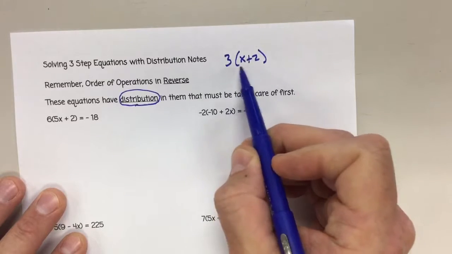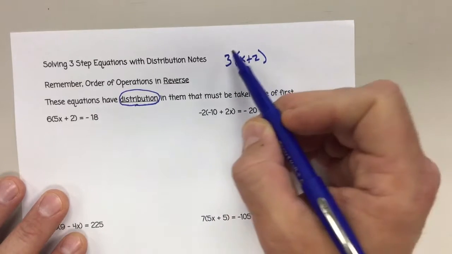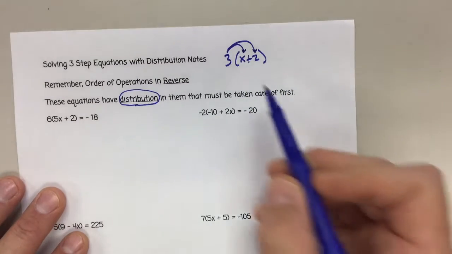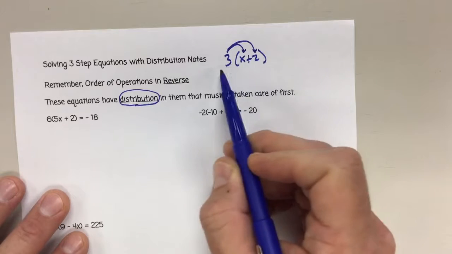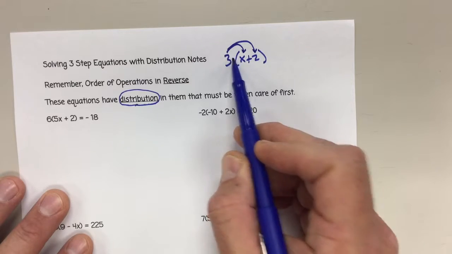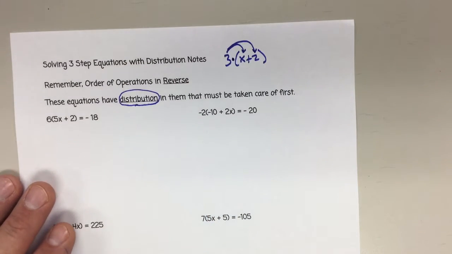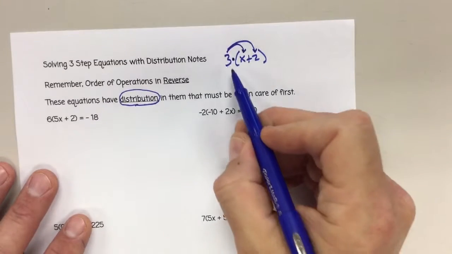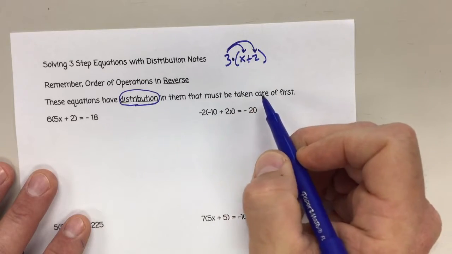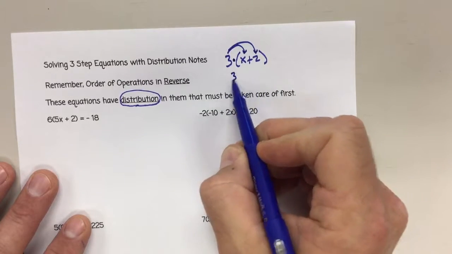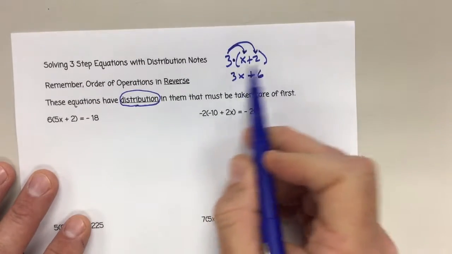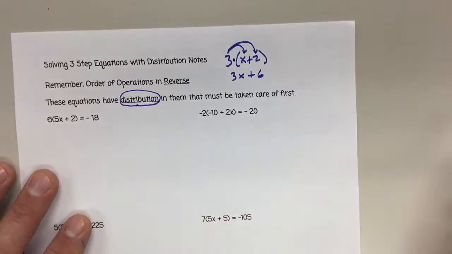But anytime I have a number that's outside parentheses like this, we distribute that number to the terms inside the parentheses. And it gets distributed to everything in the parentheses. And any number that's right outside parentheses, that means multiplication. We don't usually write the multiplication, it's just understood that that's what it is. So I have to distribute, using multiplication, the 3 to the x and the 2. So I'd go 3 times x is 3x, and 3 times 2 is 6. So I can get rid of the parentheses by distributing the 3.